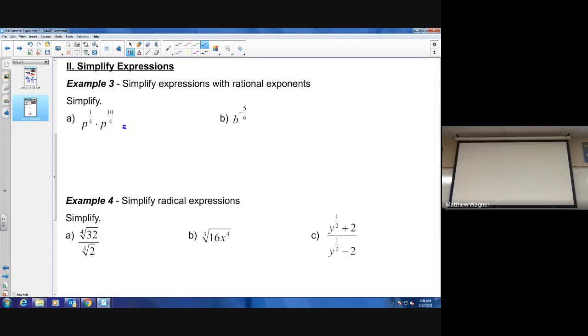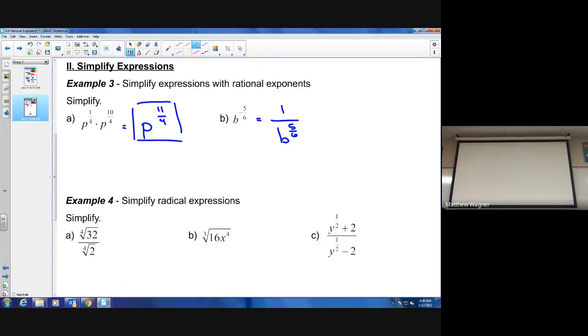All right. So in this situation, when we multiply, remember we add our exponents. So 1/4 plus 10/4 is 11/4. Remember, thinking back to our properties of exponents, when we have a negative exponent, we flip. So I'm going to move b to the 5/6 to the bottom. Hopefully some of you are realizing right now that that cannot happen because technically I have a 6th root in the bottom. Okay, rationalizing with rational exponents is super easy.